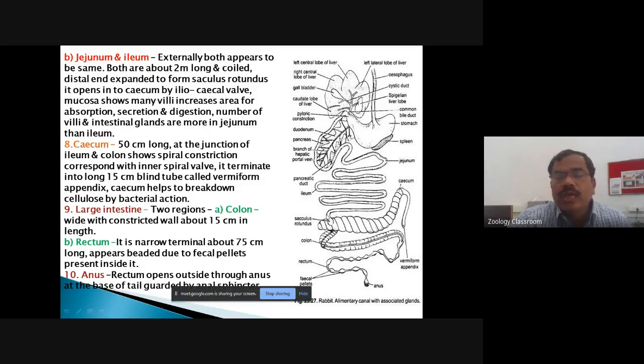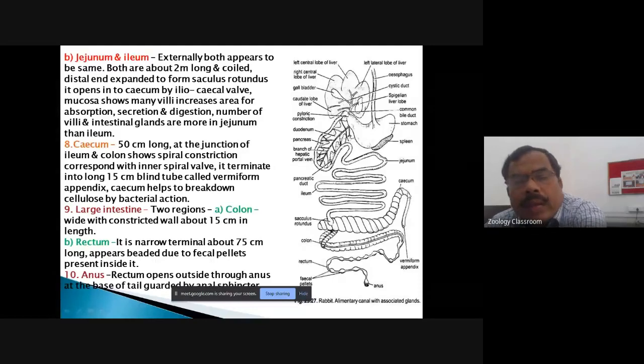At the junction of the ileum and colon, it shows a spiral constriction. This spiral constriction shows the presence of an inner spiral wall inside, and further it terminates into a worm-like blind structure. This worm-like blind structure is called the vermiform appendix.